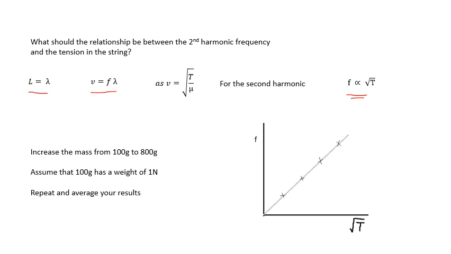So what you do is you can increase the mass from 100 grams to 800 grams and measure the frequency. It's just the relationship that we're looking for. If we assume that each 100 grams has a weight of 1 Newton, that's not a problem. Repeat and average your results. One problem I find is that when you get to 800 grams, the vibration generator starts sliding across the table because it's being pulled by the string. So you might need to hold it down with something to stop it sliding. When you do the experiment, you'll know what I mean.